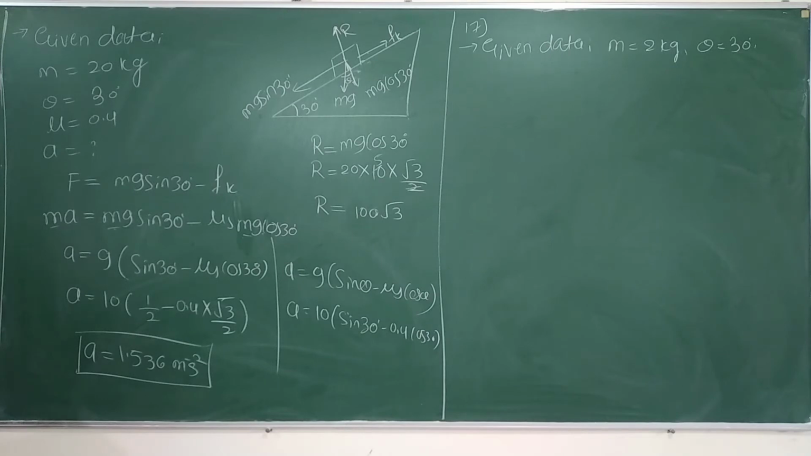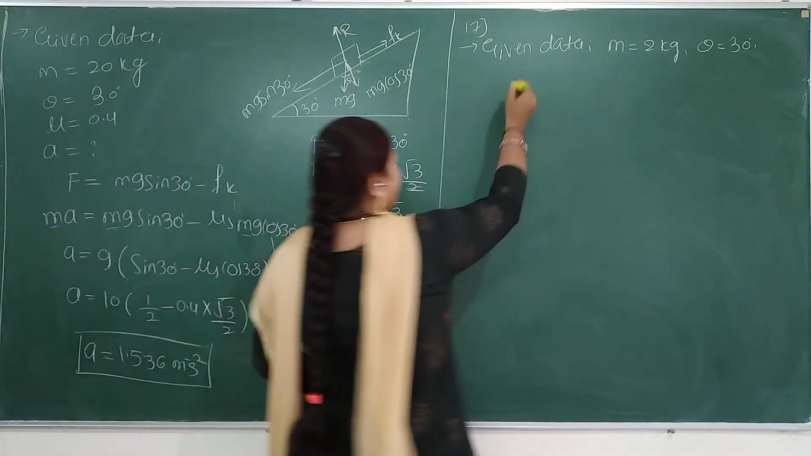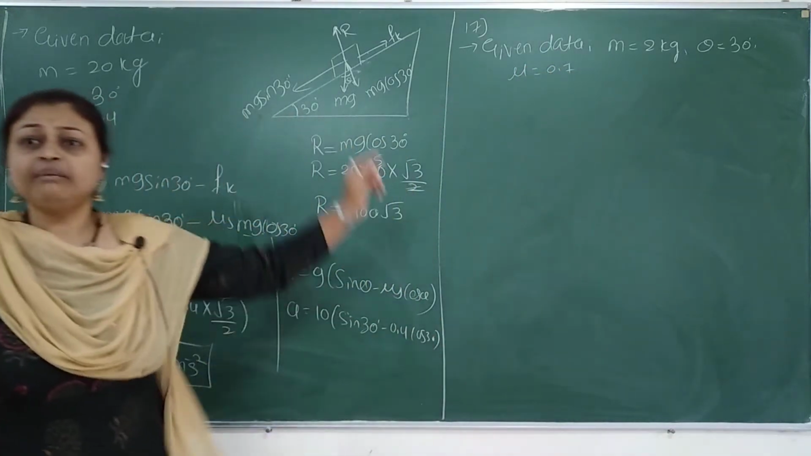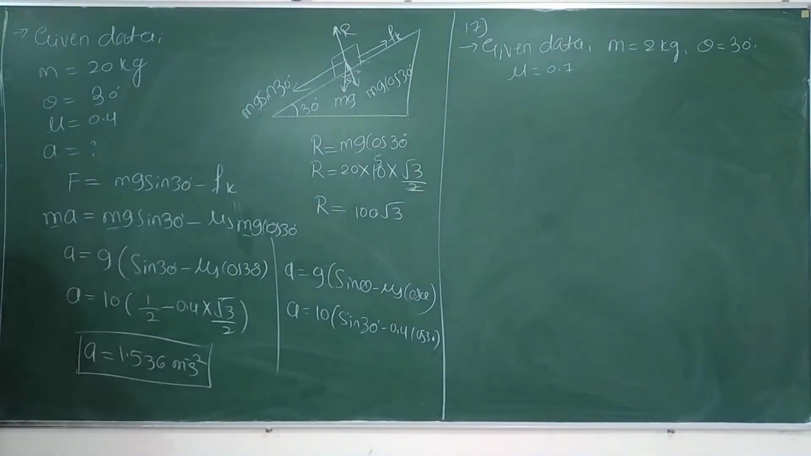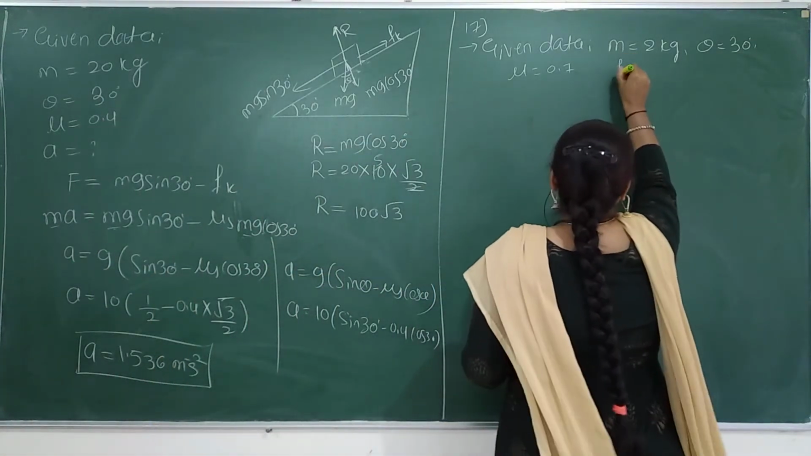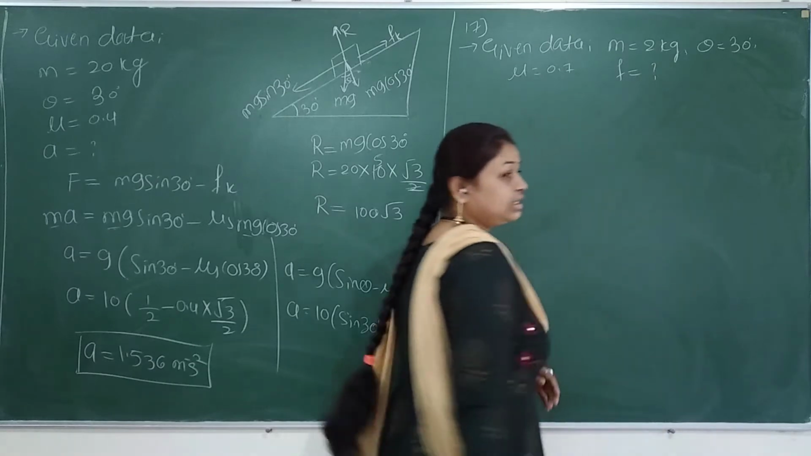The coefficient of friction between the block and the surface is given, so mu is how much? 0.7. Coefficient of friction is nothing but mu between what and what? Block and the surface. What will be the frictional force acting on the body?